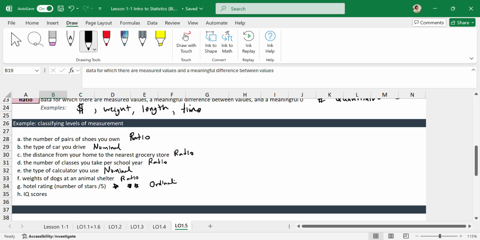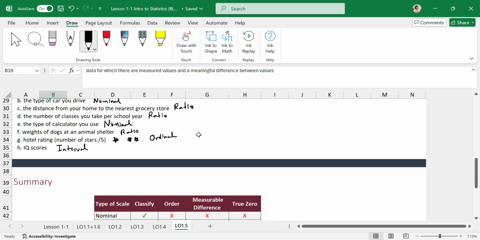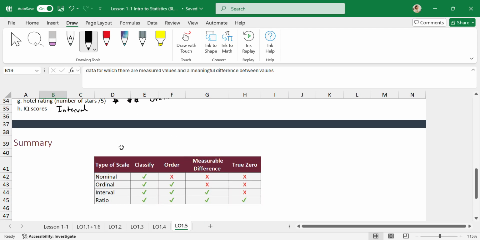And finally, IQ score. We talked about that as being one of the rare examples of interval data because it's a number, but 0 is just an arbitrary point that was chosen on the test. It doesn't mean you have 0 intelligence if you got a 0 on the test. And that is the last example in this lesson.